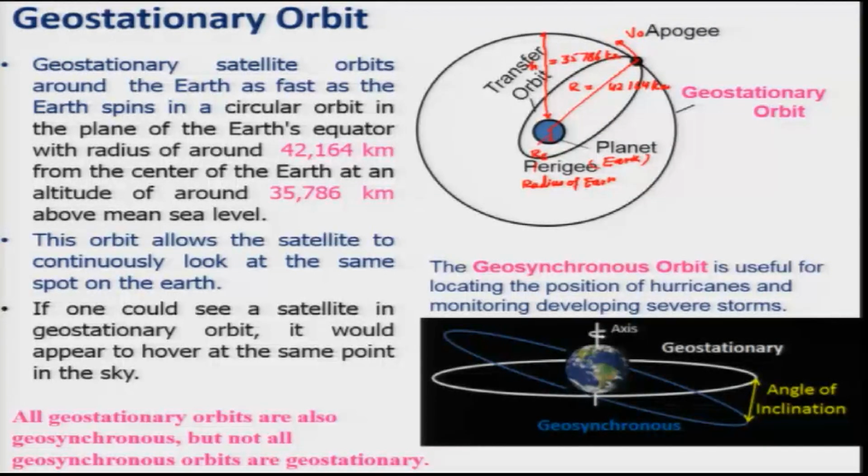And now we will look at a little bit more about the geostationary orbit. Keep in mind that this geostationary orbit was first proposed by George O. Smith in one of his science fiction books, which is known as Venus Equilateral.